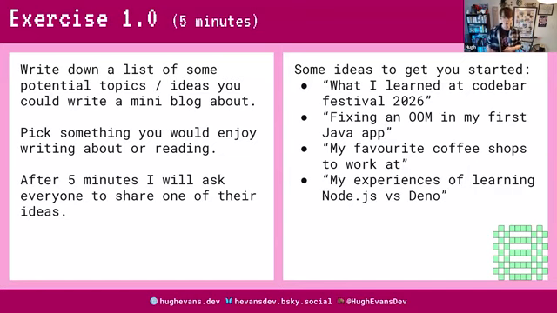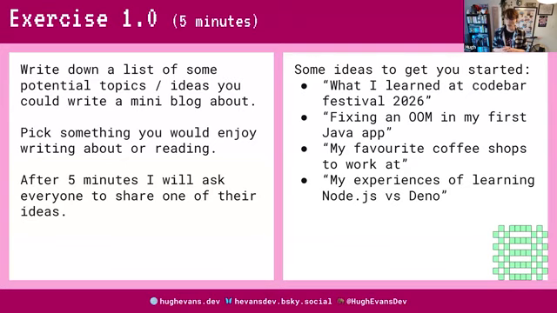We are now going to do our first exercise. So we're going to take 5 minutes and we're going to write down a list of some potential topics or ideas that we could write a very small blog post about today. So, as I said before, pick something that you'd enjoy writing about or reading. And after 5 minutes, I'm going to ask everyone to share one of their ideas. Capture your idea in maybe a proposed title or a short sentence, like these ones are on the right.